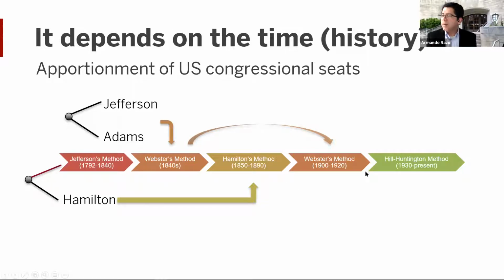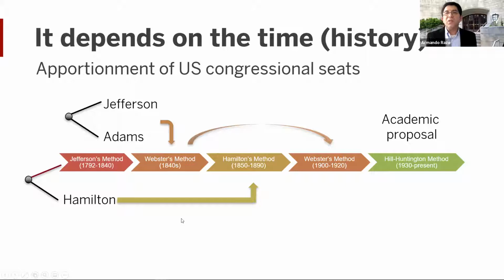And then in the early part of the 20th century, we get a new method proposed, which combines proposals from Hill, who's actually a statistician for the government, and Huntington, who's a math professor at Harvard. So this is really the first academic proposal that we get. And this is the method we use right now.